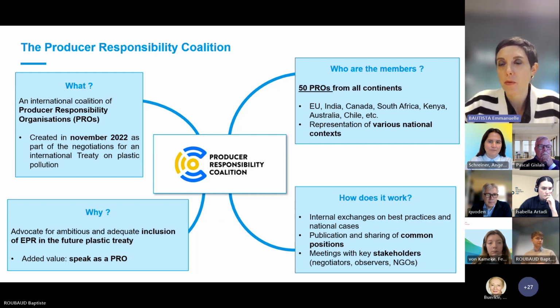add the voice of PROs, because in this negotiation there are, as usual for international negotiations, a lot of stakeholders, of observers, a lot of people talking about the different topics and issues, also talking about EPR, but sometimes not with a practical view, and only from a conceptual point of view. And we thought that PROs could have a relevant role and could contribute to the explanation and the advocacy of EPR at international level and for this negotiation.